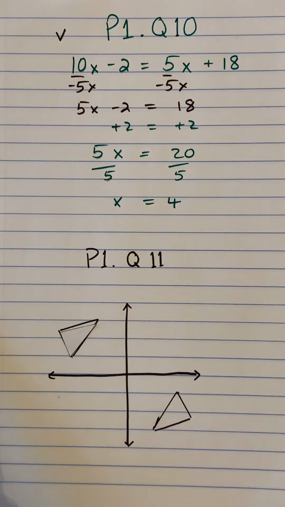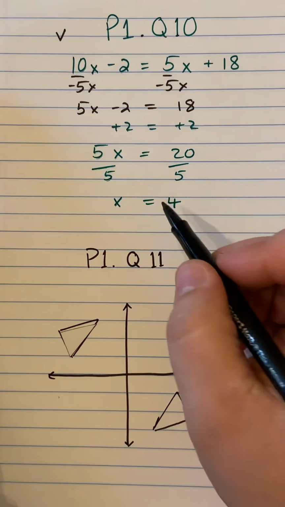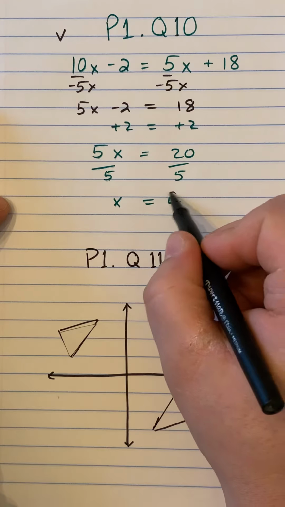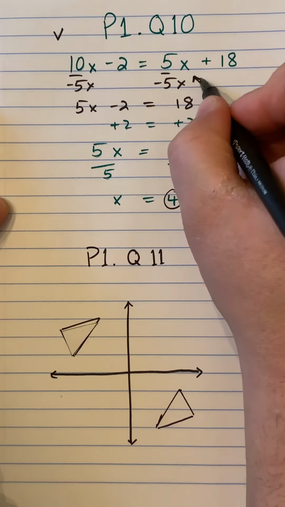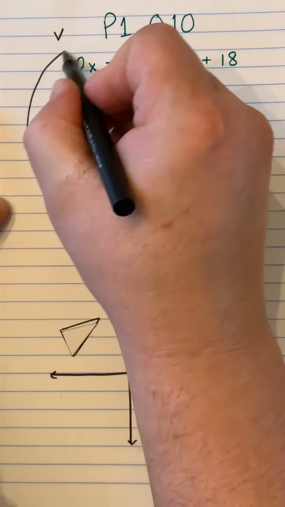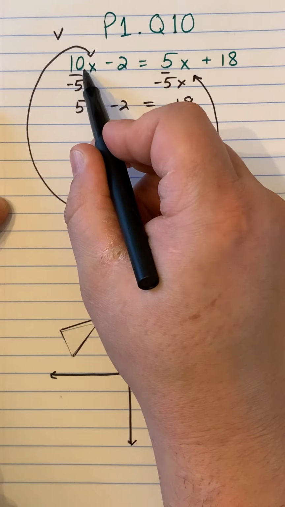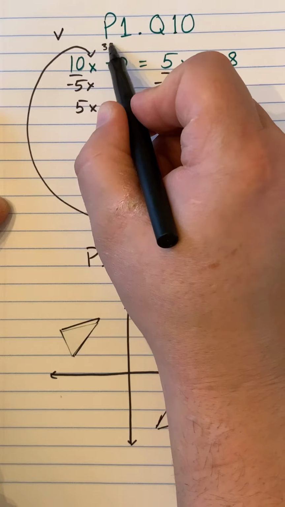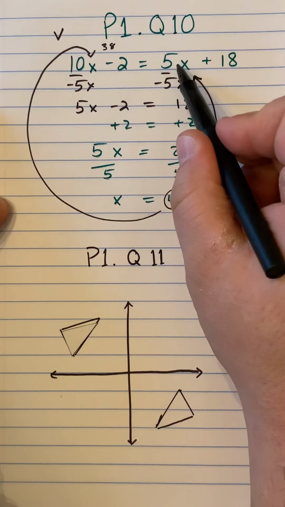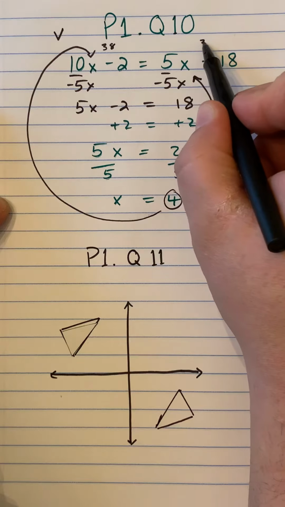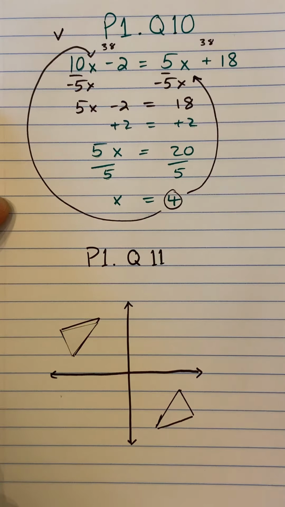And don't forget that we can always double check our answer. So if I take 4 and put it back in here, and then put it back in here, I can double check. So 4 times 10 is 40, minus 2 is 38, and 4 times 5 is 20, plus 18 is 38. So both sides are equal, so we did that correctly.